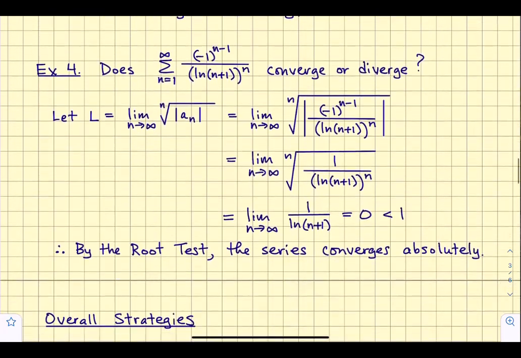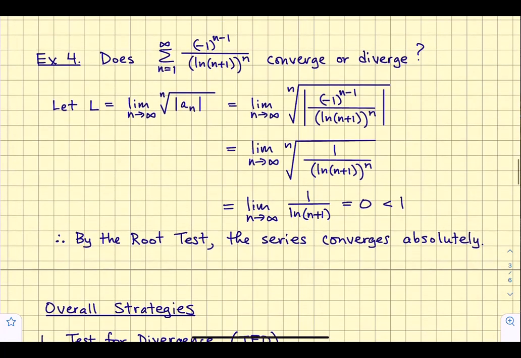Okay, let's look at another example. Does the sum from n equals 1 to infinity of (minus 1) to the n minus 1 over ln of n plus 1, the whole thing to the nth power, converge or diverge? Well, I tried to give an example here where we're not just having a strictly positive series, and this is an alternating series, but I did want to choose something where the absolute values make a difference.